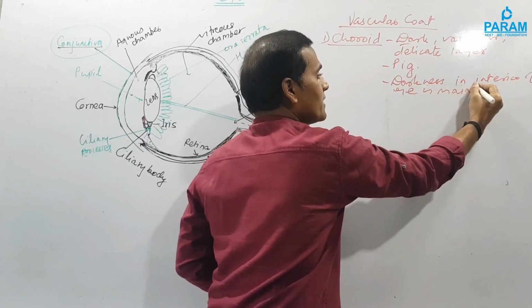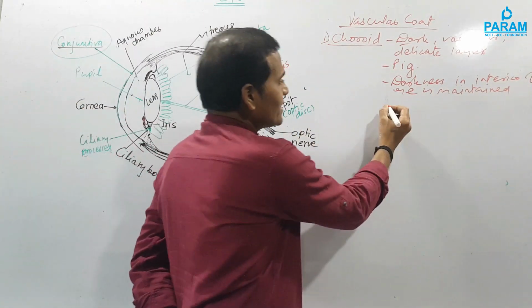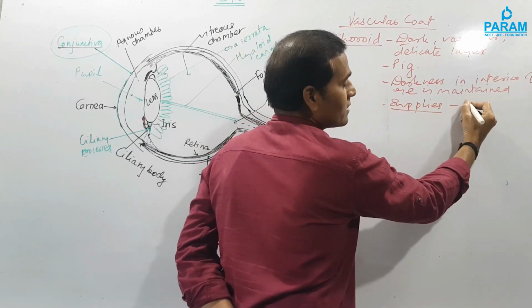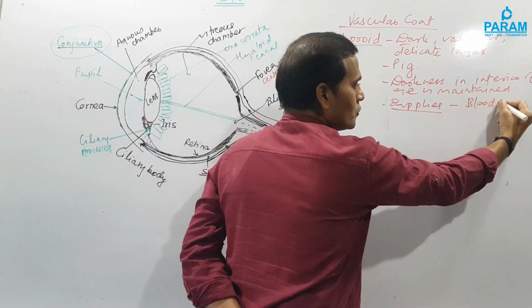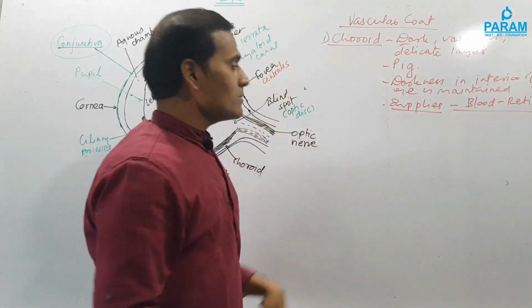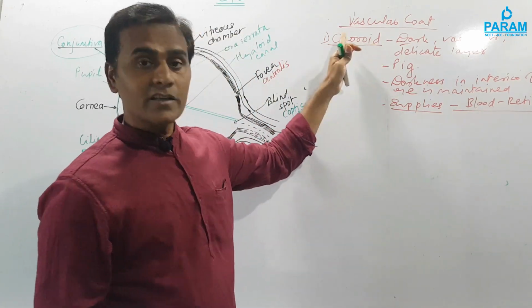is maintained with the help of this choroid, and this choroid supplies blood to the retina. Keep this in mind that the blood supply to the retina takes place with the help of this vascular layer, that is choroid.